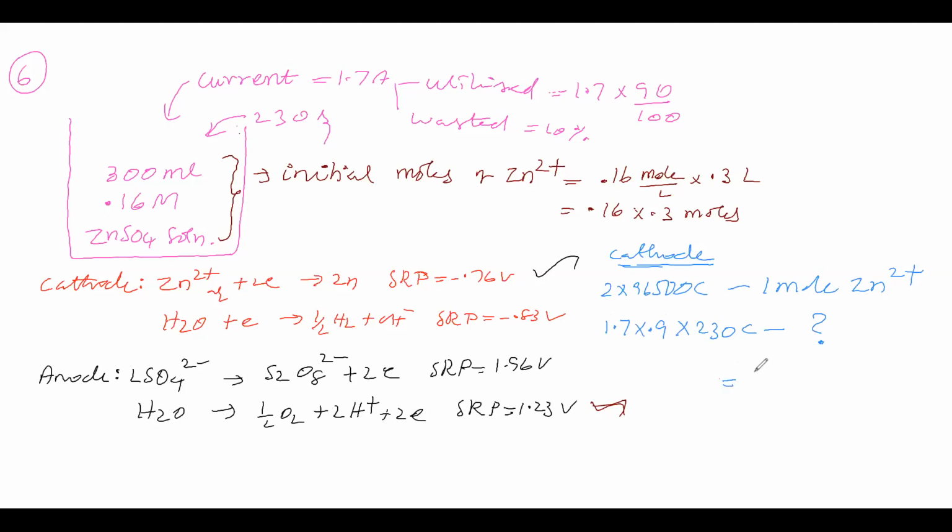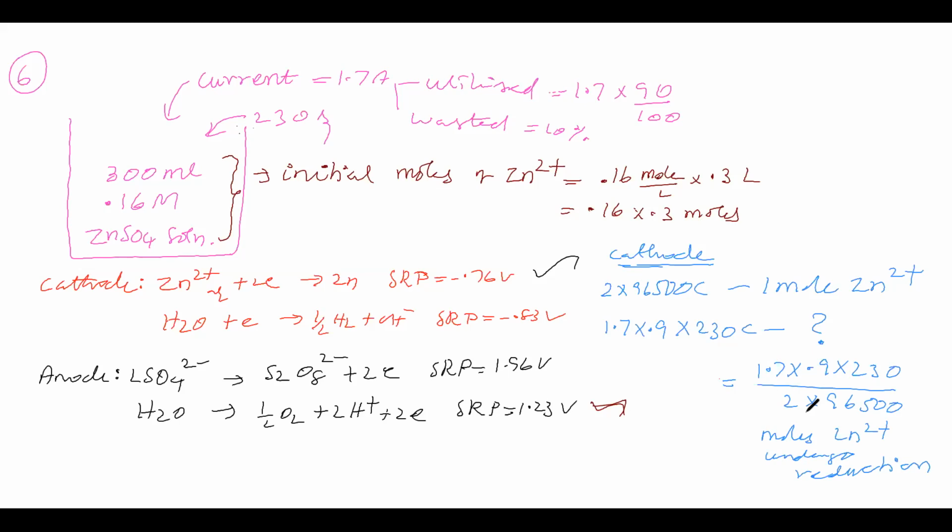This gives 1.7 into 0.9 into 230 by 2 into 96,500. This is the number of moles of Zn2+ that undergo reduction. So now we have calculated how many moles of Zn2+ undergo reduction. The initial moles of Zn2+ minus the moles of Zn2+ that undergo reduction, if you subtract, we will get the number of moles of Zn2+ left.